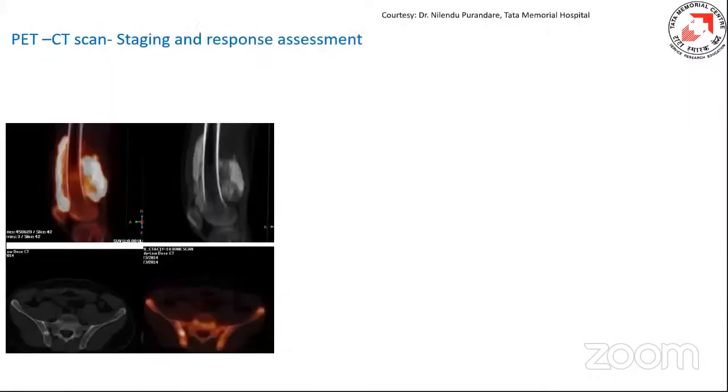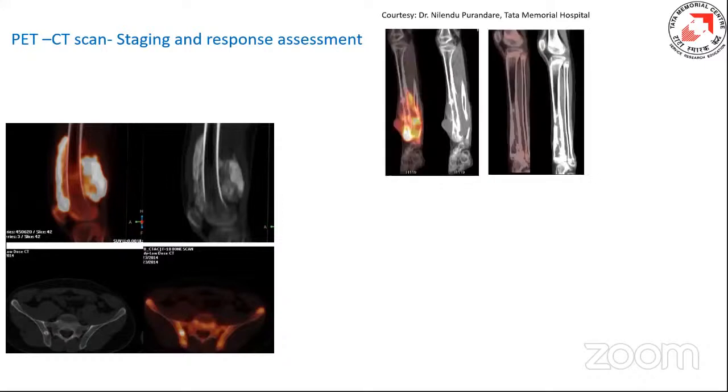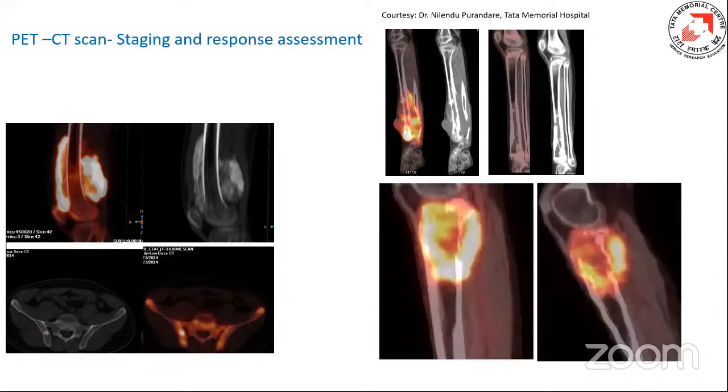Next slide, please. So PET is also helpful in identifying loco-regional staging and systemic metastasis, especially in the bone, and also in response assessment. In the earlier case, it is a Ewing sarcoma, and you can see that there is a complete metabolic response on the follow-up. Next slide, please. Another case where, though there is a response, it is not a complete response. So there is residual disease even after the chemotherapy.